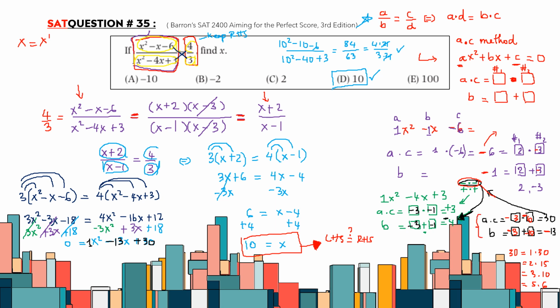So we'll have x, open parenthesis, x minus 3, times x minus 10. That equals 0. So x will be equal to 3 or x will be equal to 10. So we have two solutions, but of course the list doesn't include 3 here. So D is the right answer.